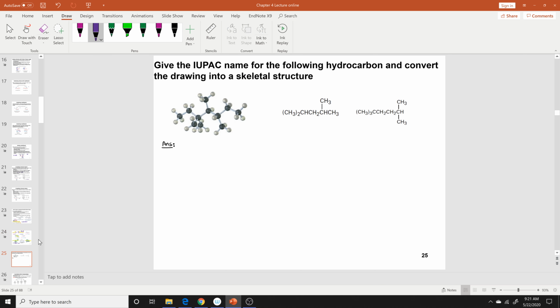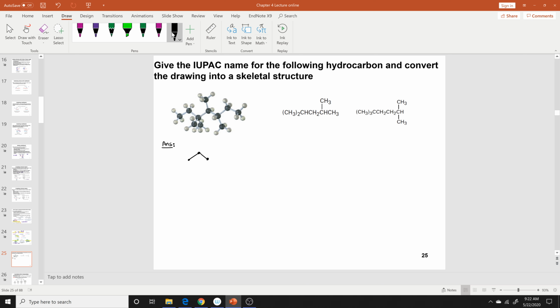So this is basically how to name alkanes. So let's go ahead and do this example. Give the IUPAC name of the following hydrocarbon. Convert the drawing into a skeletal structure. So these are condensed. This is basically the molecular model. This is what you see normally in your AL homework. A molecular model, you have to convert it. So let's go ahead and convert. I'm going to convert it directly into a skeletal form. It's easier. So this is a CH3, this is a carbon, CH3, this is a CH2.